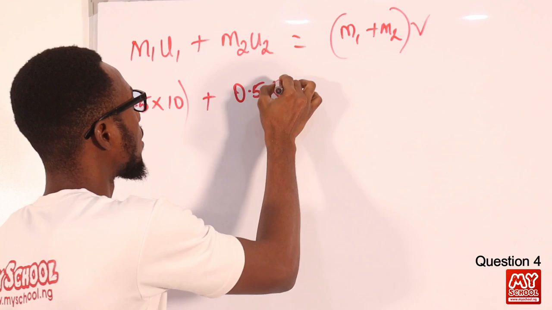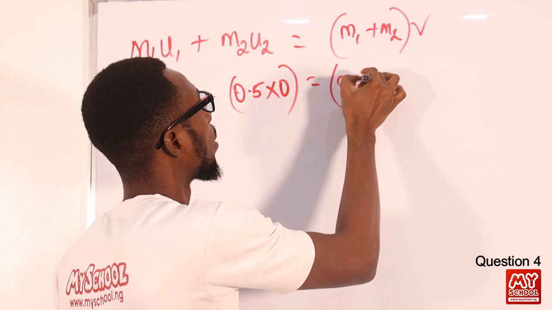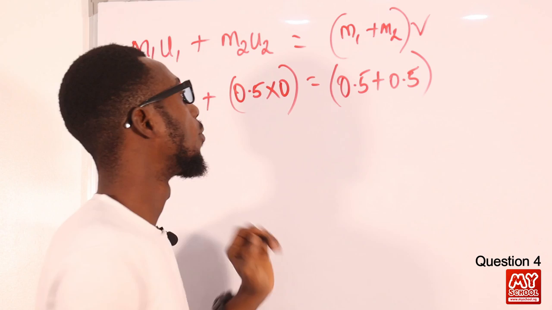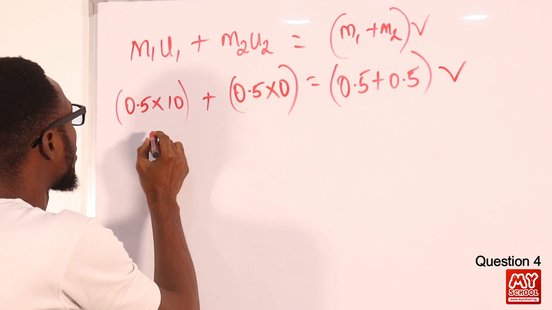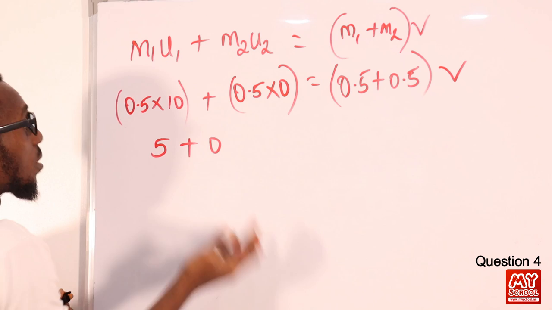Since they have equal masses, we have 0.5 plus 0.5. So we have to find their common velocity. I have 0.5 times 10, that should give me 5, plus 0, because 0.5 times 0 is 0. So 5 plus 0 is still 5.